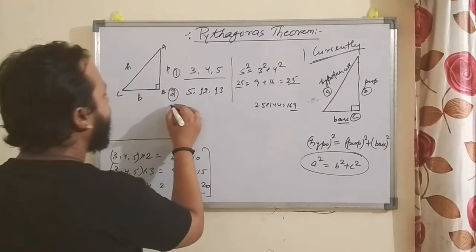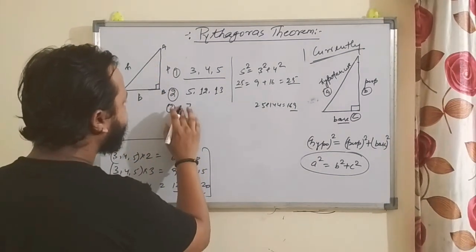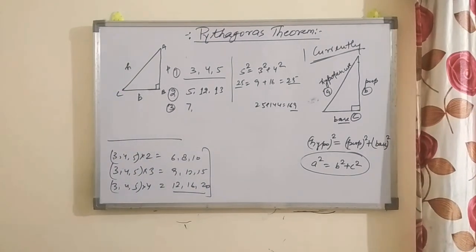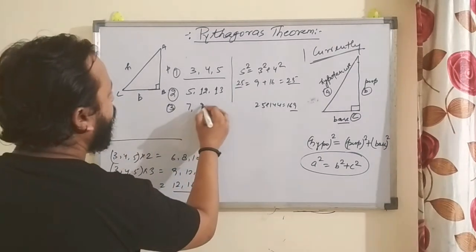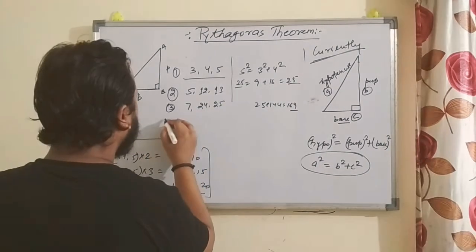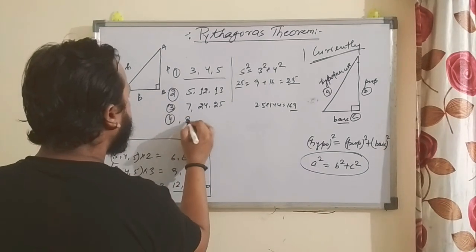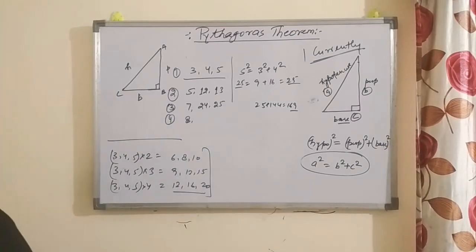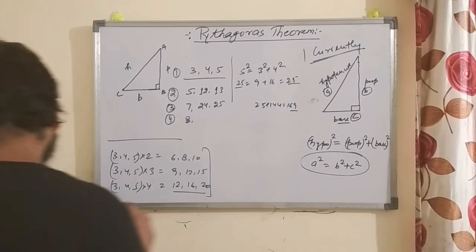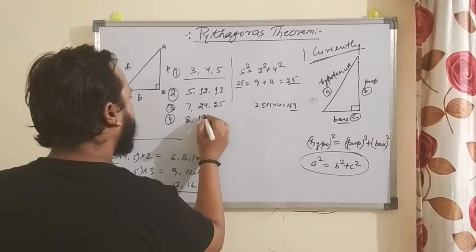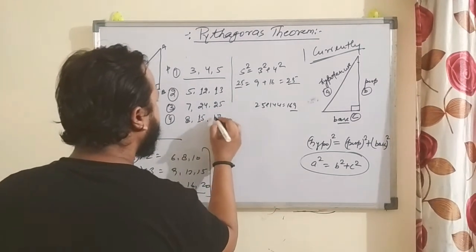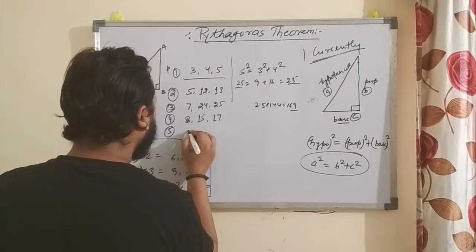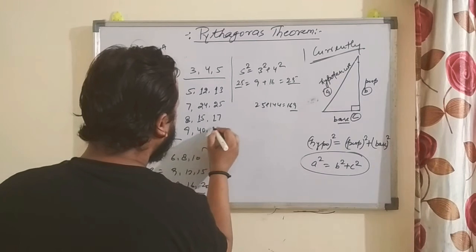So the third is 7, 24 and 25. The fourth one is 8, 15 and 17. And the last is 9, 40 and 41.